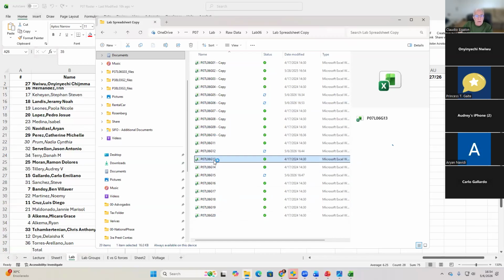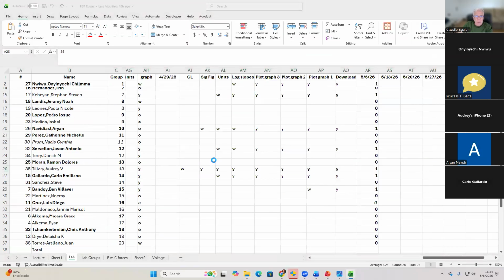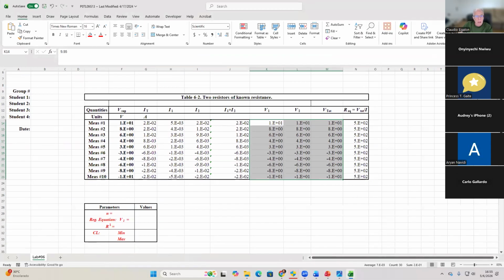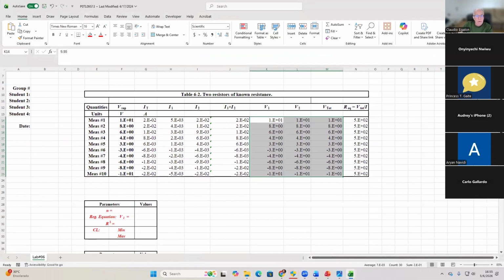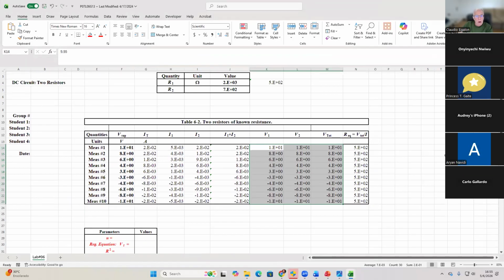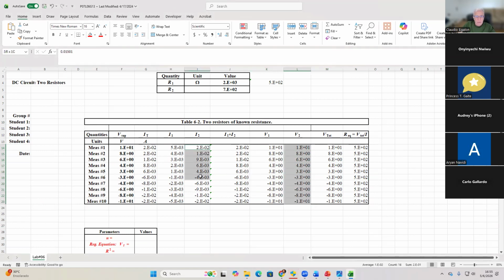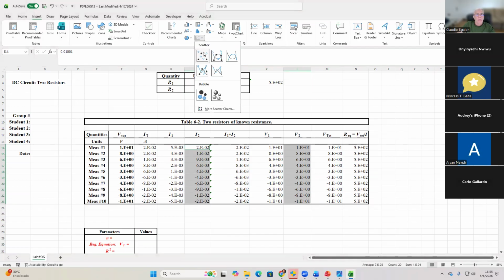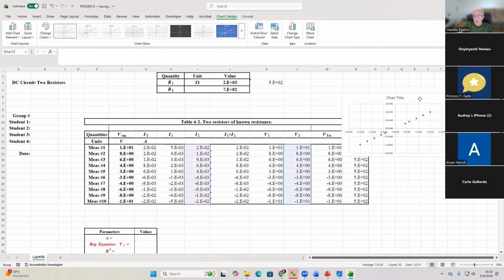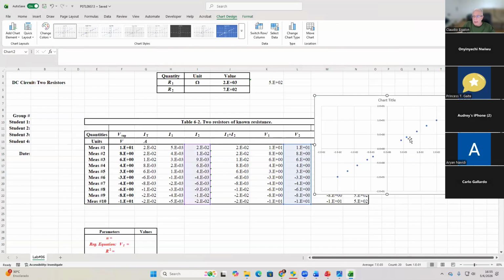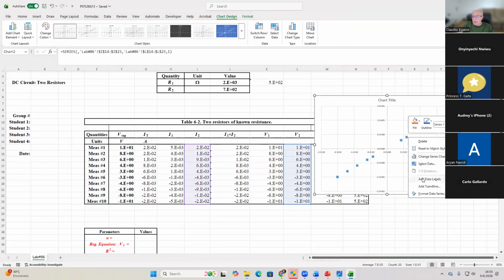Group 13. Which graph are you talking about? The first, the second, or the other one? V1, V2, or V total? All of them came out like that. Okay, the second one is the highest. Let's do the second one, V2 and I2, right? That's the thing about those experiments in circuits: you get a very high confidence level.